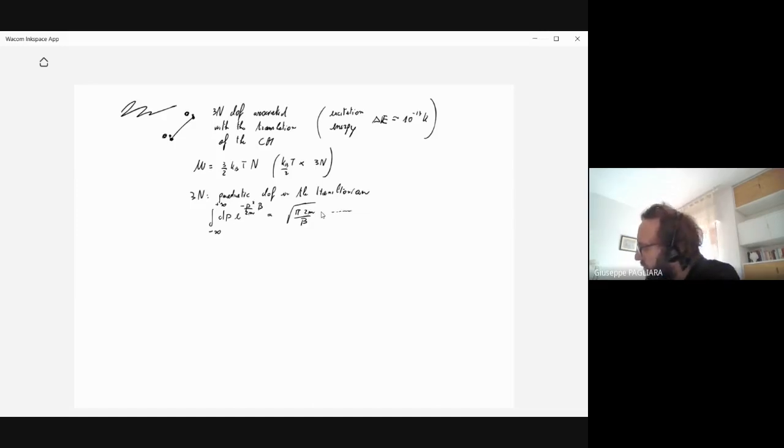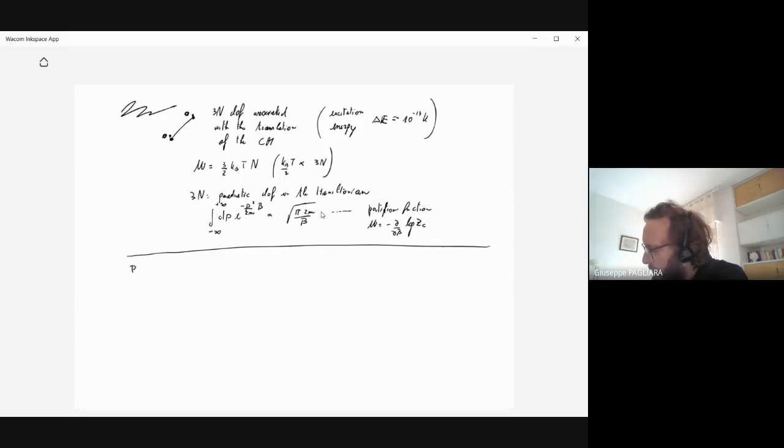So here you compute the partition function, and then the internal energy is minus the derivative with respect to beta of the log of the partition function. And then you get the usual 1/2 kBT for each of those degrees of freedom. Okay, good.